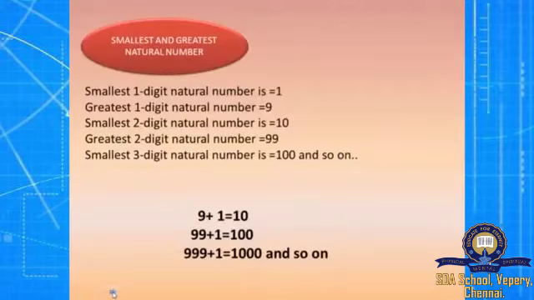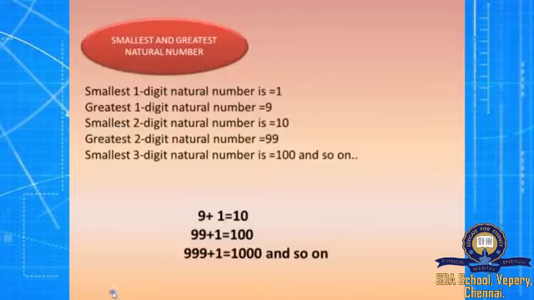Smallest and greatest natural number. The smallest one-digit natural number is 1. The greatest one-digit natural number is 9. The smallest two-digit natural number is 10. The greatest two-digit natural number is 99. The smallest three-digit natural number is 100. The greatest three-digit natural number is 999.